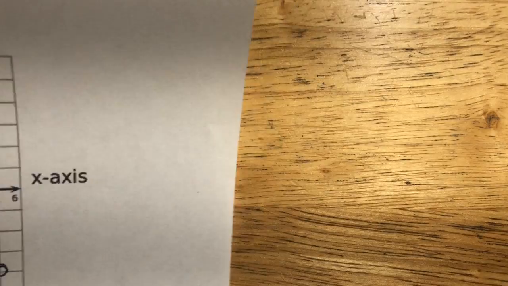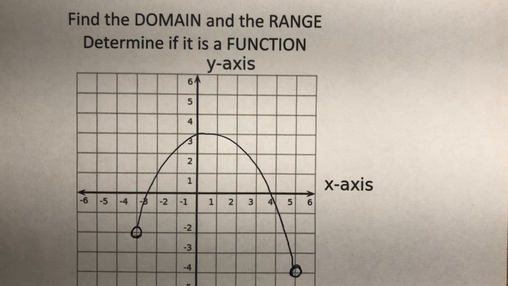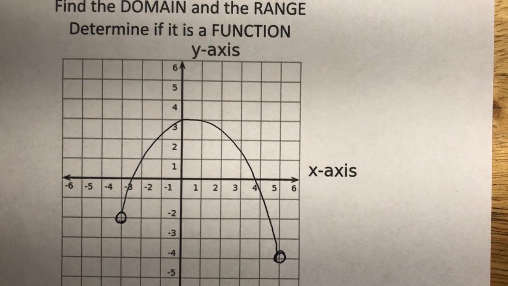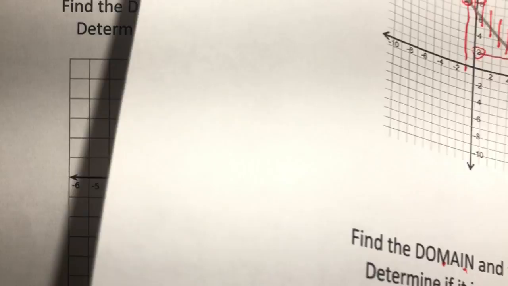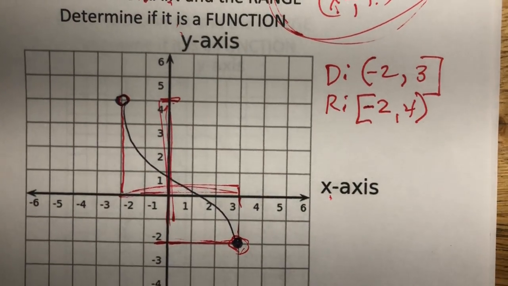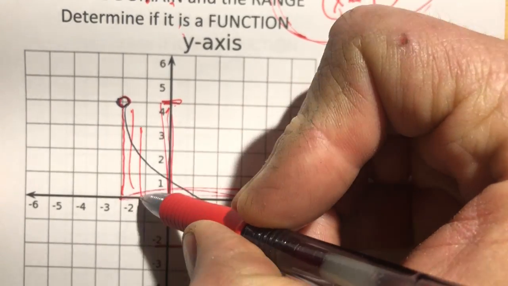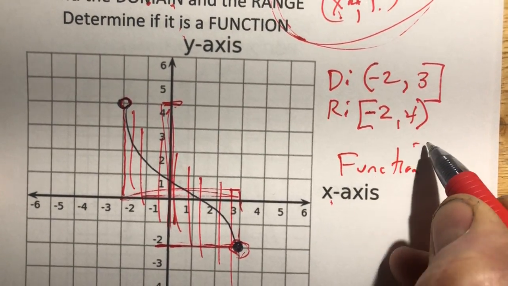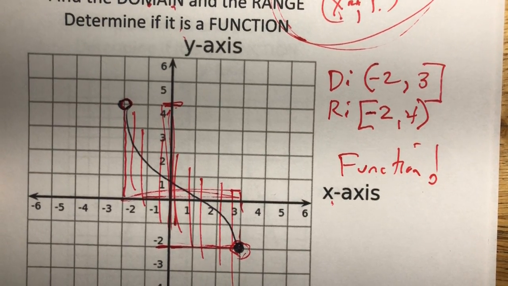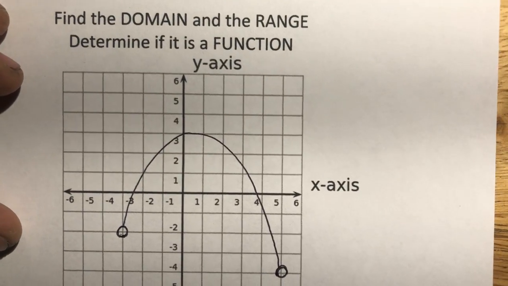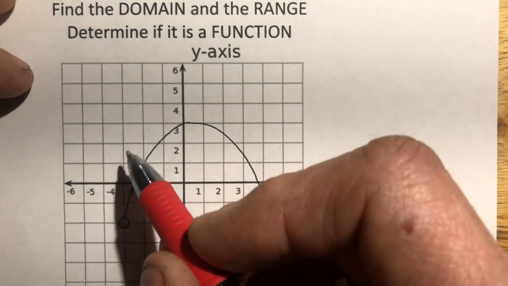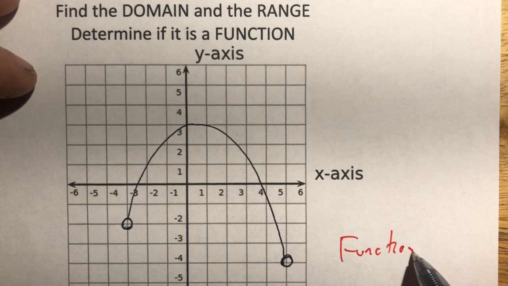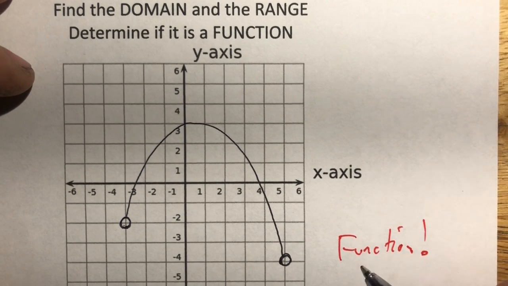Okay, now here's one. Find the domain and the range and determine if this is a function. Okay, hold on. I forgot on this one if it's a function. And see, no matter where I draw a vertical line, I only touch it one time. So it is a function. Okay, I forgot to do that. On this one, I'll go ahead and do that first. No matter where I draw a vertical line, I'd only touch it one time. So it is a function, yes.